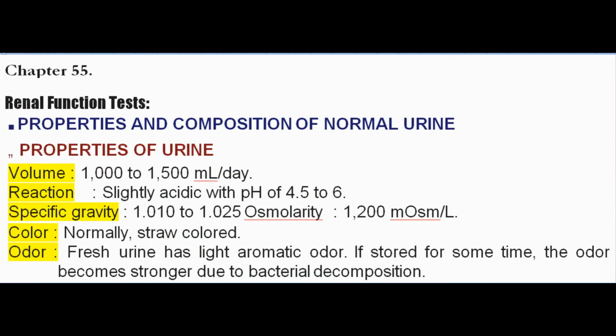Chapter 55: Renal Function Tests, Properties and Composition of Normal Urine. Properties of urine: volume, 1000 to 1500 ml/day. Reaction, slightly acidic with pH of 4.5 to 6. Specific gravity, 1.010 to 1.025. Osmolarity, 1200 mOsm/L. Color, normally straw-colored.